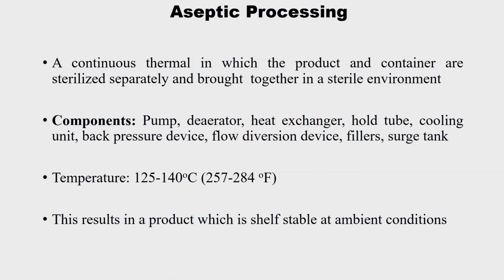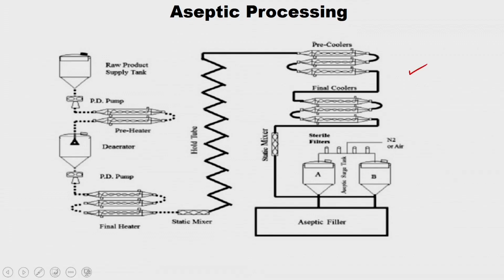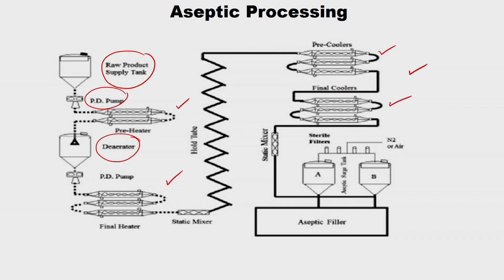We started with the definition of aseptic processing and the main components involved in it. Then we defined the temperature, and this is the main process, which has the raw product supply tank, positive displacement pump, deaerator, heat exchanger, pre-cooler and final cooler. And we have a static mixer here. Today we are going to see the usage of that, and after that we have an aseptic surge tank as well. Then it goes to the aseptic filling and packaging section, right.